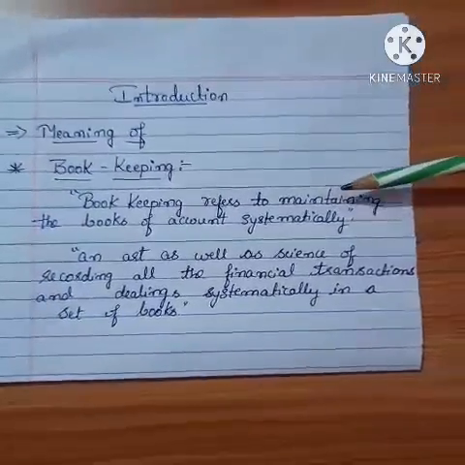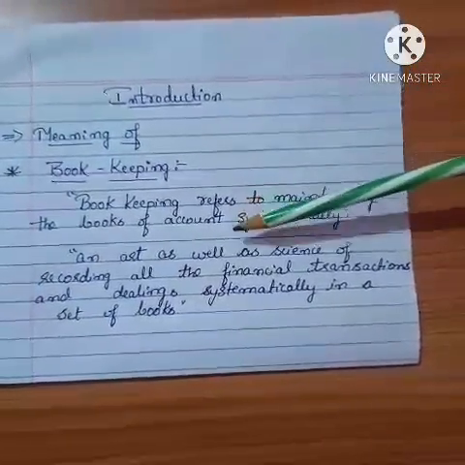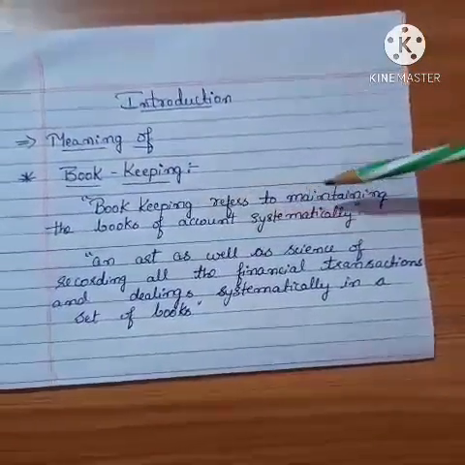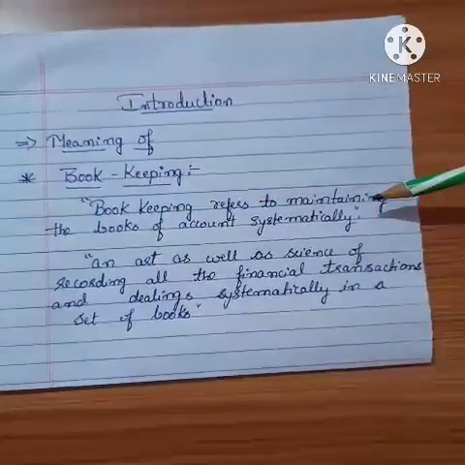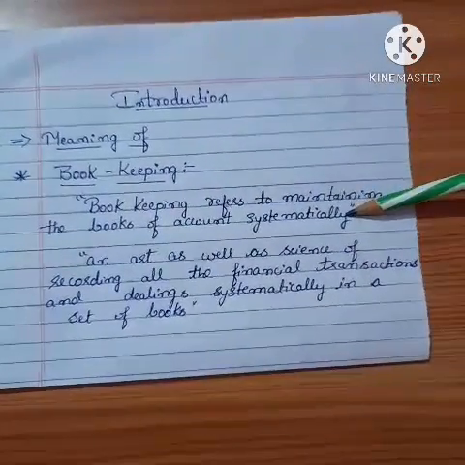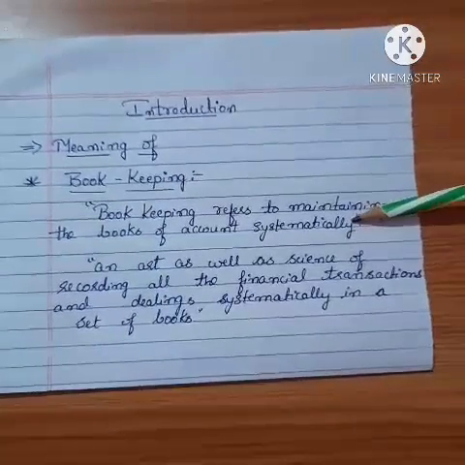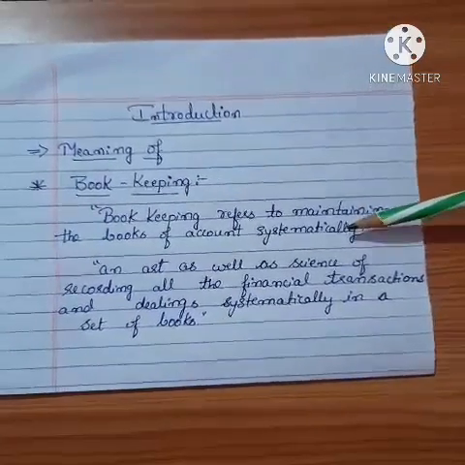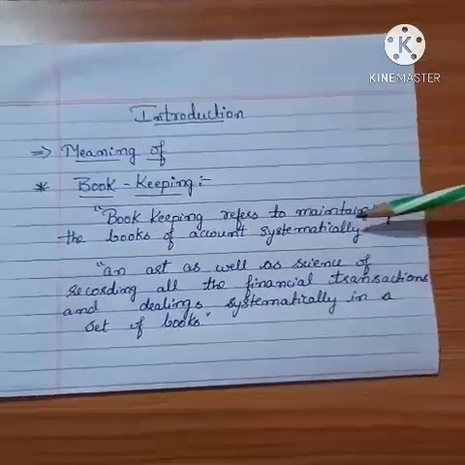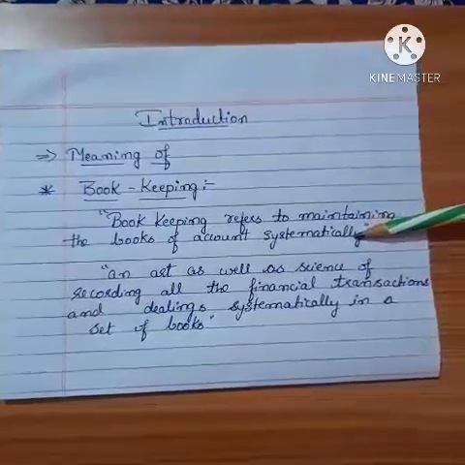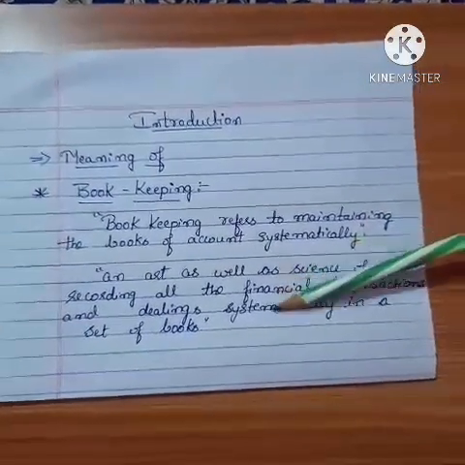Now that was the general meaning. Let us see the accounting term of bookkeeping. What does that mean? Bookkeeping refers to maintaining the books of accounts in a systematic way. Systematic way means a fixed plan or a method, where in that fixed plan, a principle, rules and regulations, or some format, we are going to maintain accounts and records. So this is the definition.